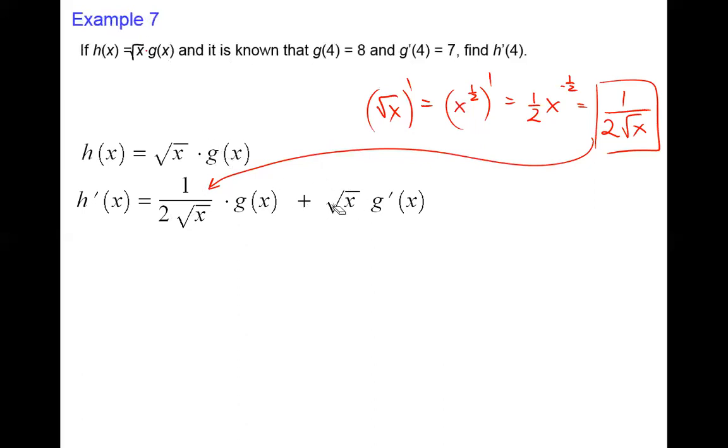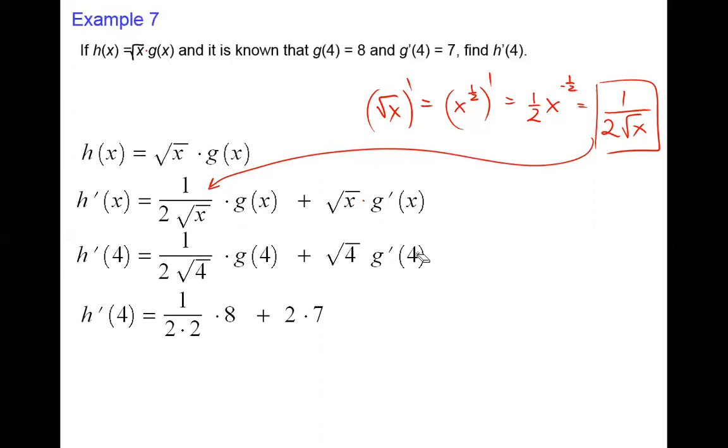plus the first function, square root of x, times the derivative of the second function, which I just write as g prime of x. Now they're asking for h prime at 4. Let's substitute 4 instead of x: 4, 4, 4, and 4. And 2 times 2 is 4. g at 4 is 8. This was given.